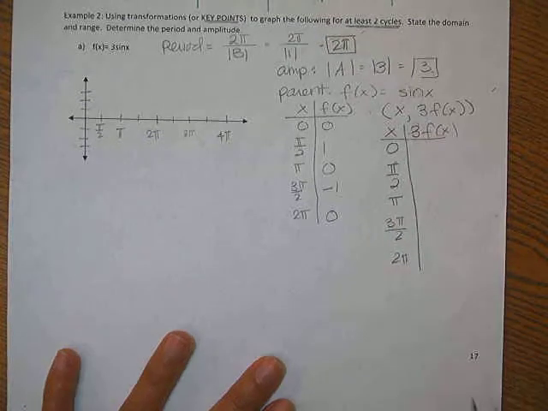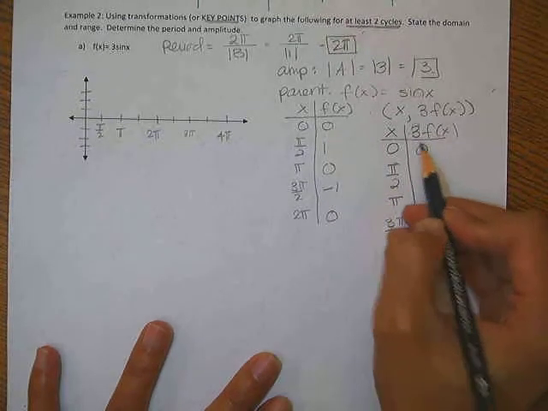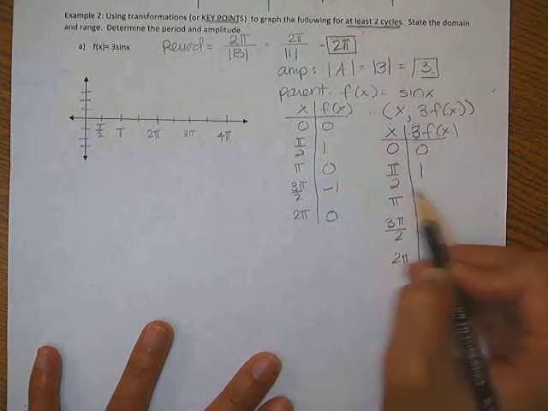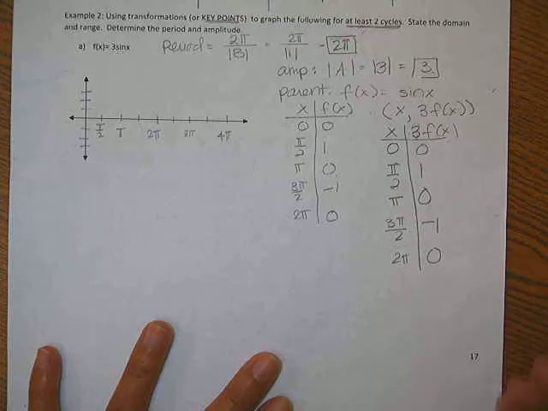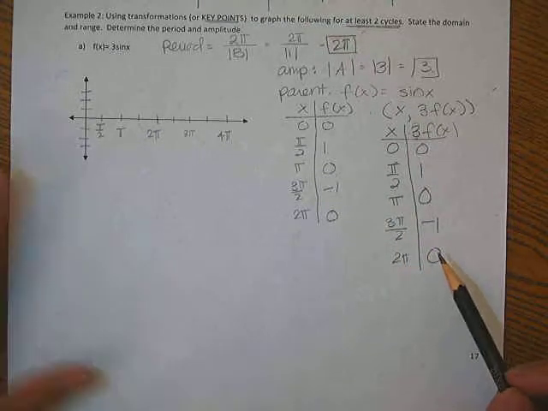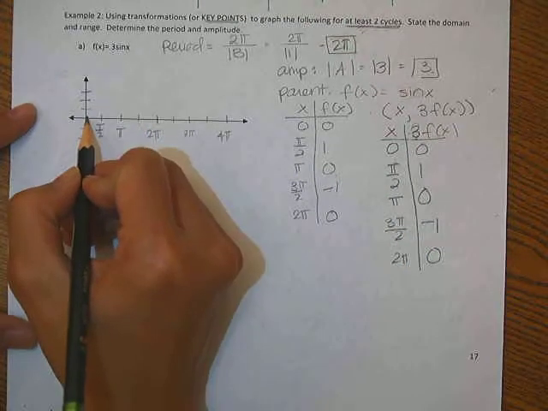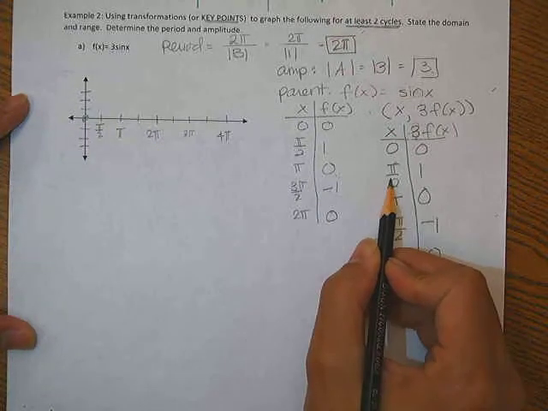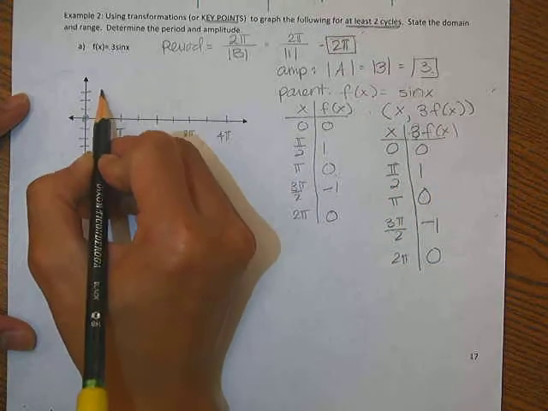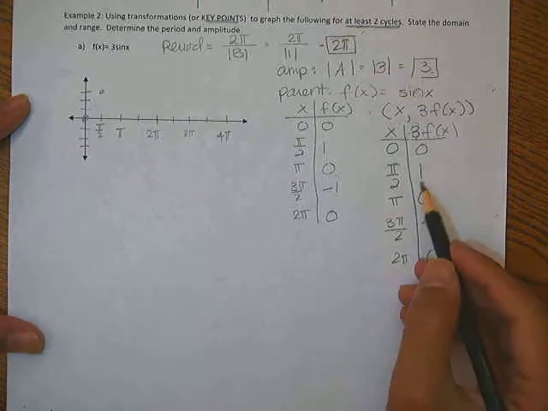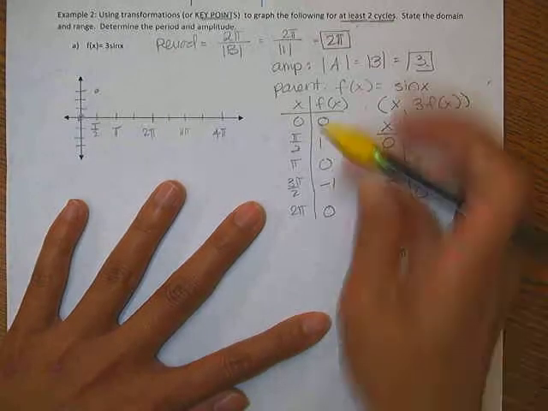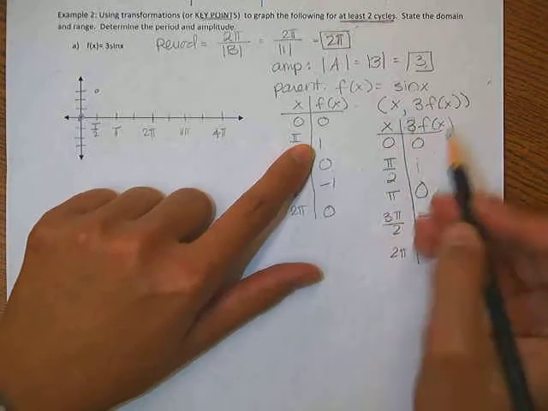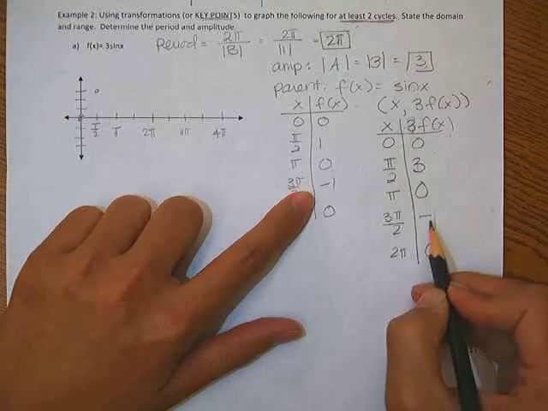Okay, so those are my inputs. 3 times 0 is 0, 3 times 1 is 3, 3 times 0 is 0, 3 times negative 1 is negative 3, 3 times 0 is back at 0. So these are the points that I'm going to use for graphing. So 0, comma 0, pi over 3, comma 1, which is the first tick mark. Oops, I'm sorry, I forgot to multiply by 3. Right? All right, 3 times 1 is 3. 3 times negative 1 is negative 3.